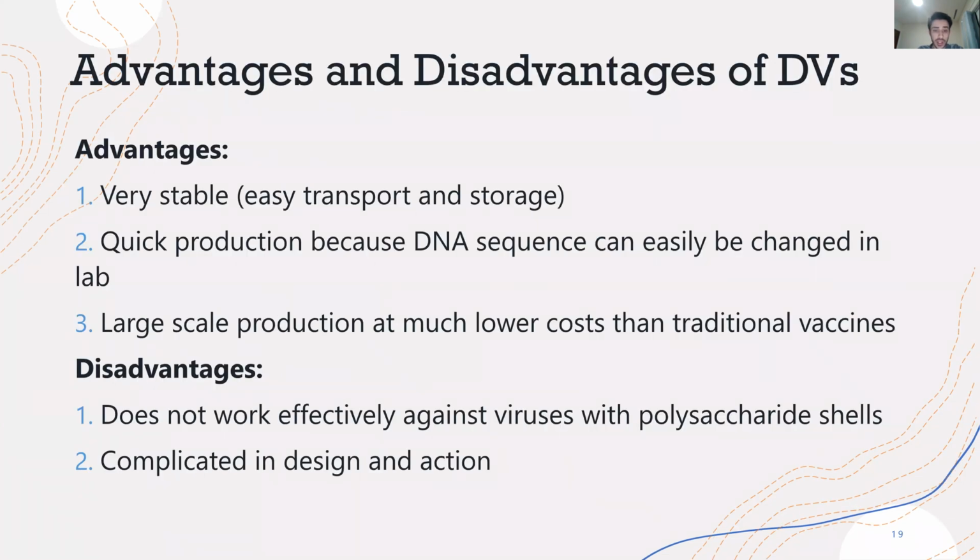Advantages of this type of vaccine: very stable, easy transport and storage, quick production, since DNA sequence can be easily changed in lab, large scale production at much lower cost than traditional vaccines. Disadvantages would be that it doesn't work very well with viruses with polysaccharide shells. You're better off using conjugate vaccine for that. And another disadvantage is a complicated design and action.